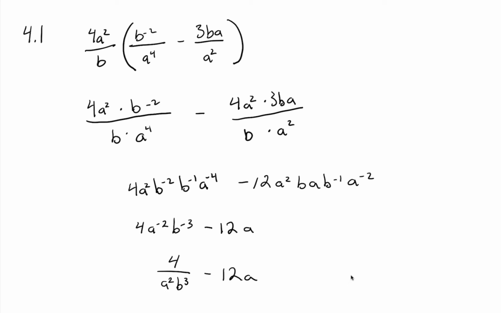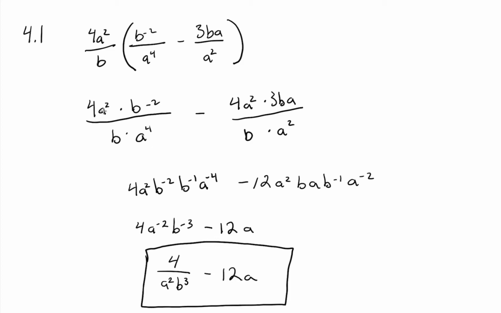All right, if you finished solving the problem, then you should have gotten 4 over a squared b cubed minus 12a. Now if you got 4a to the negative 2 b to the negative 3 minus 12a, that is correct as well. It's just not with all positive exponents, which I did not tell you to do, but that is the correct answer. So this is just the precursor to the final answer. All right, so if you got that correct, good job. If you did not get that correct, then let's walk through it.